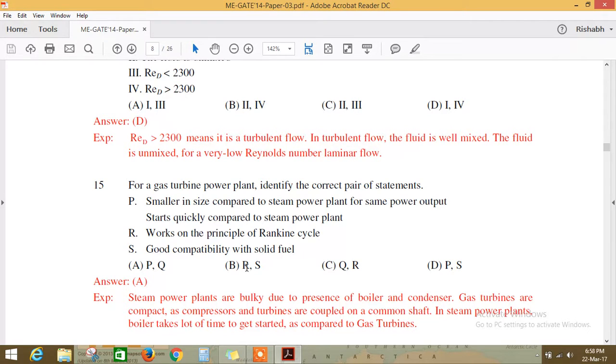Since R is 100% wrong, the two options B and C are eliminated. S is also 100% wrong. Why? Because in gas turbine power plants you cannot use solid fuel. Gas turbine power plants are generally used in aircraft, and solid fuel is heavy, so the efficiency is very low with solid fuels. So P and Q are right.